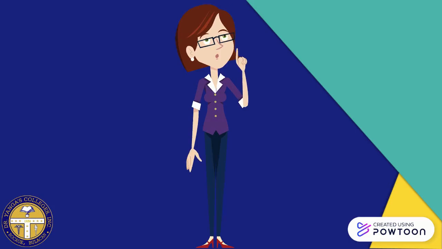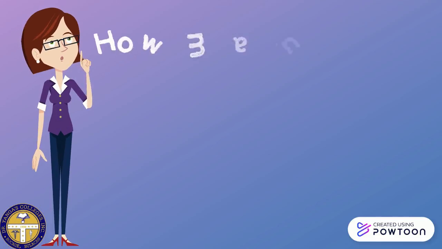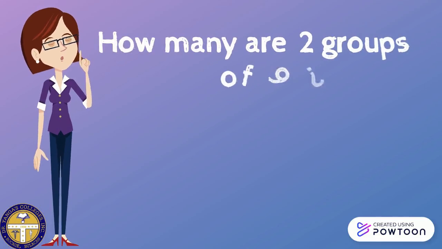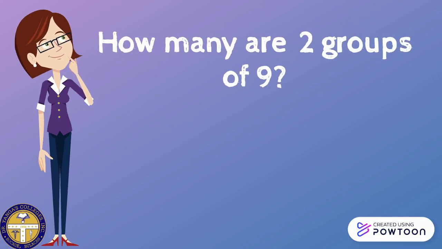Let's try to solve the following group of numbers. How many are 2 groups of 9? So we need to skip count by 9. So we have 9, 18. So the answer is 18.